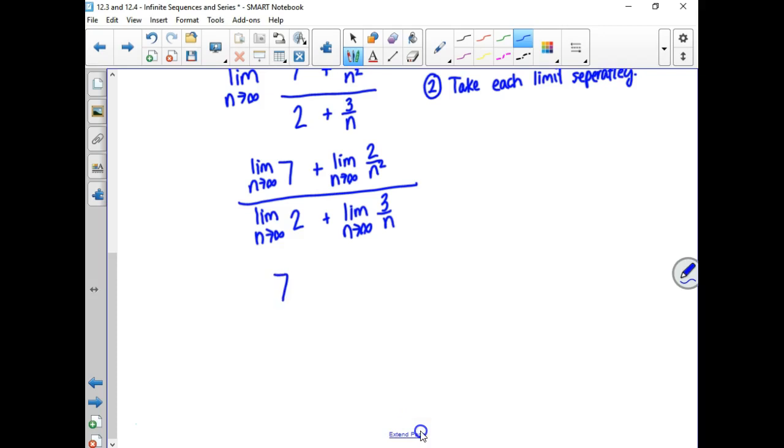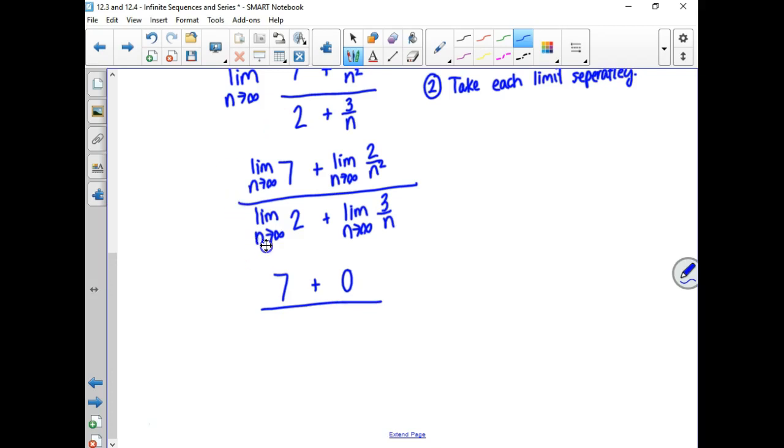It is 7, right? What is the limit as n approaches infinity of 2 over n squared? Okay, it's going to be 0 because I've got that n in the denominator, which means I've got a number over a variable, and so that variable is going to get bigger and bigger while the 2 stays the same. 2 over 4, 2 over 9, 2 over 16, 2 over 25. It's going to approach 0.